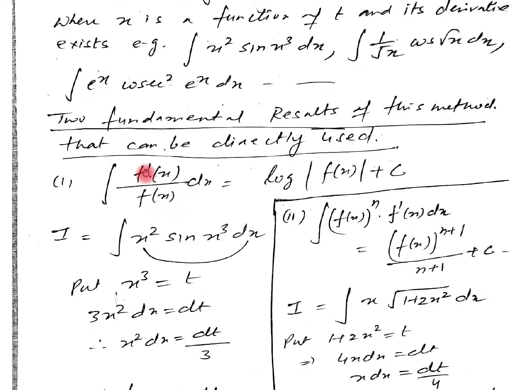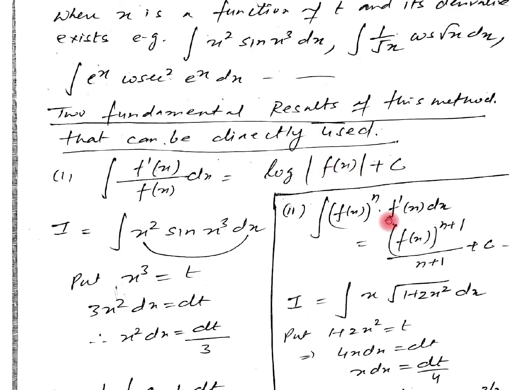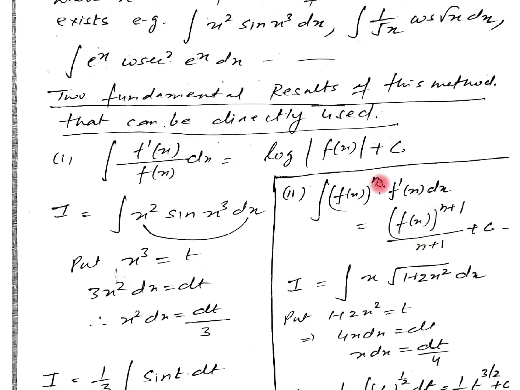Function and along with its derivative gives log of f x plus c. And see the second result here, integral of function whole power n. n may be positive, negative, any fraction, n may be any real number. Here we have the power of the function, f x whole power n, where n is any real number, into f dash x dx is equal to f x whole power n plus 1 upon n plus 1 plus c.